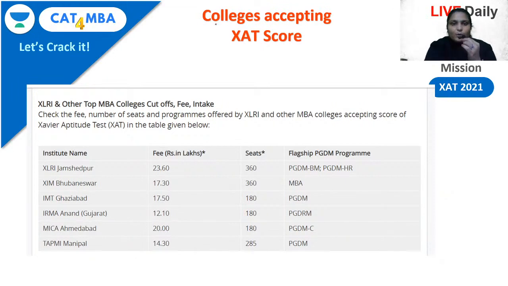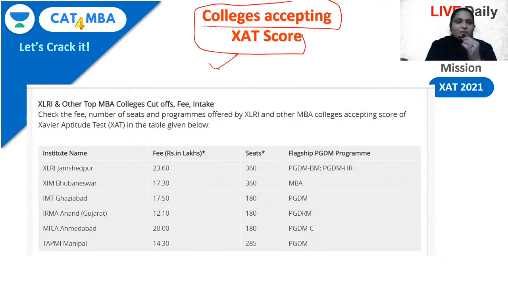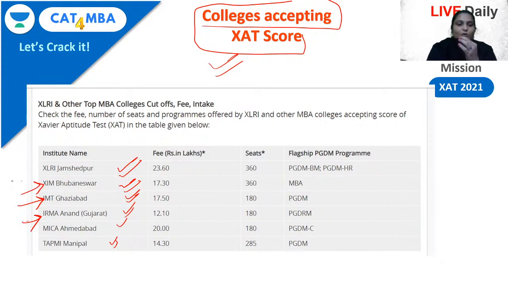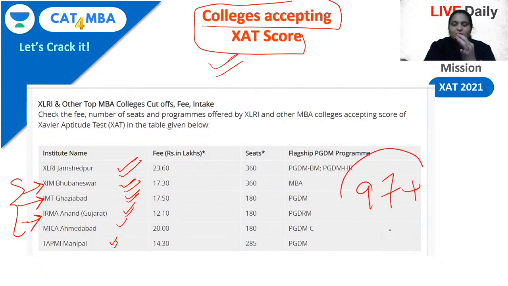With that, the more important thing is which colleges are accepting the XAT score. This is where the importance of the XAT score comes into practice. It will help you plan better. If you know your XAT score, you know where you can apply: the important colleges, Excel of course, XLRI Jamshedpur, XIMB Bhubaneswar, IMT, IRMA, MICA, and TAPMI. In fact, I was able to get admission into IMT, IRMA, and XIMB solely because I had a great XAT score. I had an XAT percentile of 97+. I was already called for the HR score, but it helped me get into XIMB Bhubaneswar, IMT Ghaziabad, IRMA, and also MDI because all of these colleges accept XAT scores.